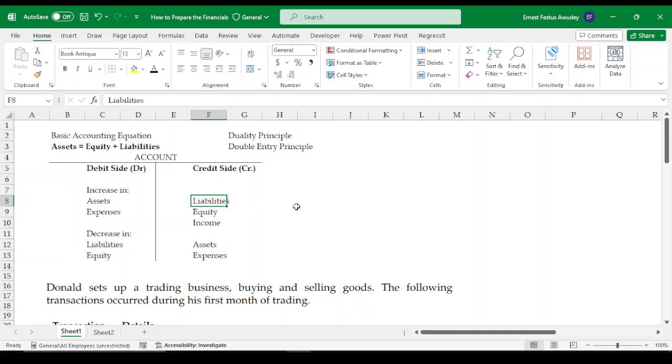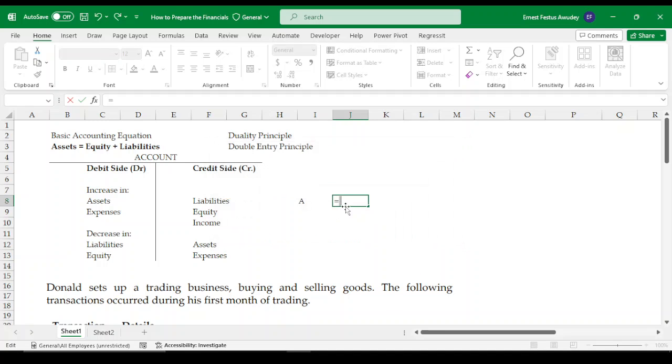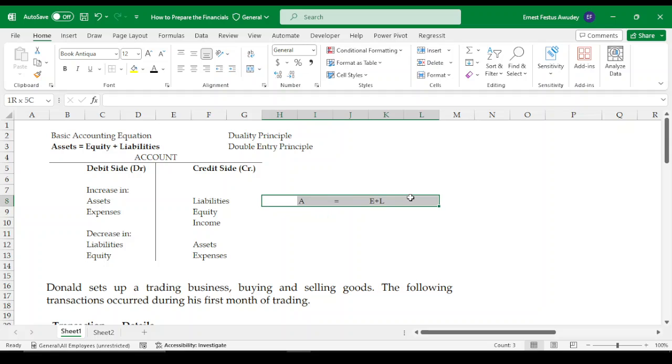Now, why is it so? Let me try and explain. We are saying that our accounting equation is, let me just correct this. Okay, so we are saying that our assets should be equal to our equity plus our liabilities. Is that not so? Now, this particular equation is what we divided into the accounting equation.